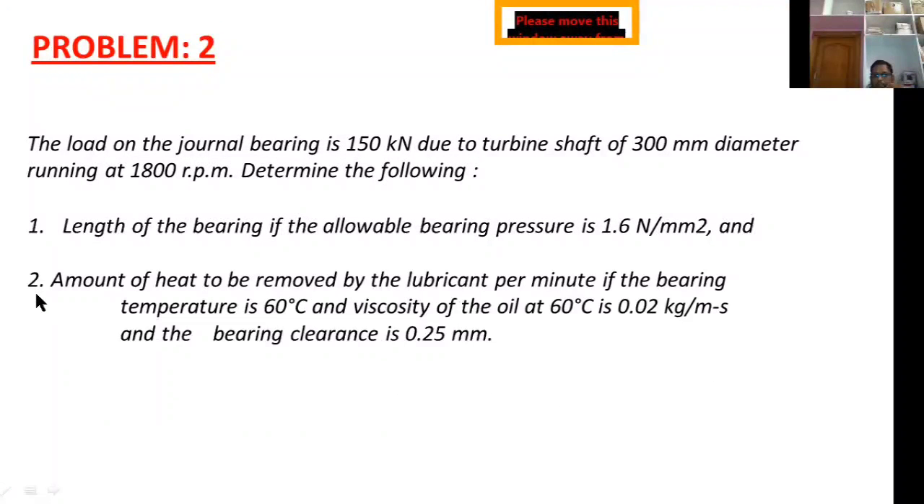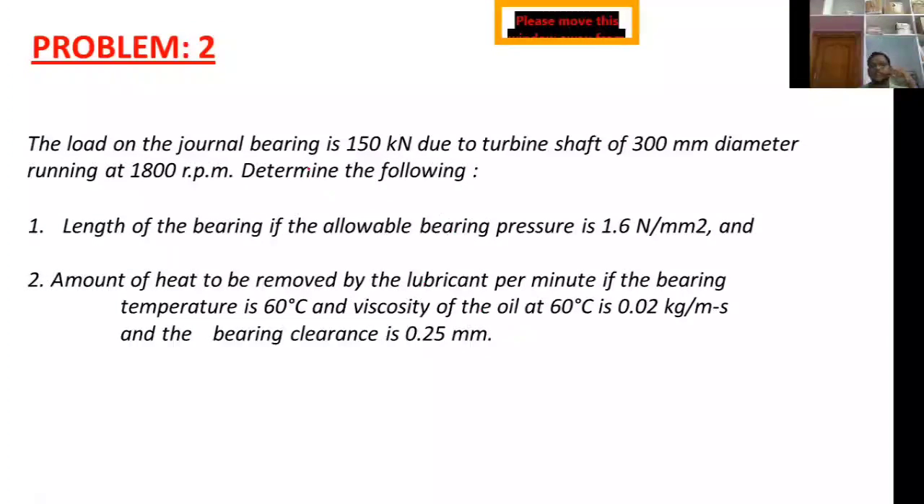Then after that you have to find the amount of heat dissipated. The amount of heat to be removed by the lubricant per minute, if the bearing temperature is 60 degrees Celsius and the viscosity of the oil at 60 degrees Celsius is 0.02 kg per meter second, and the bearing clearance is 0.25.